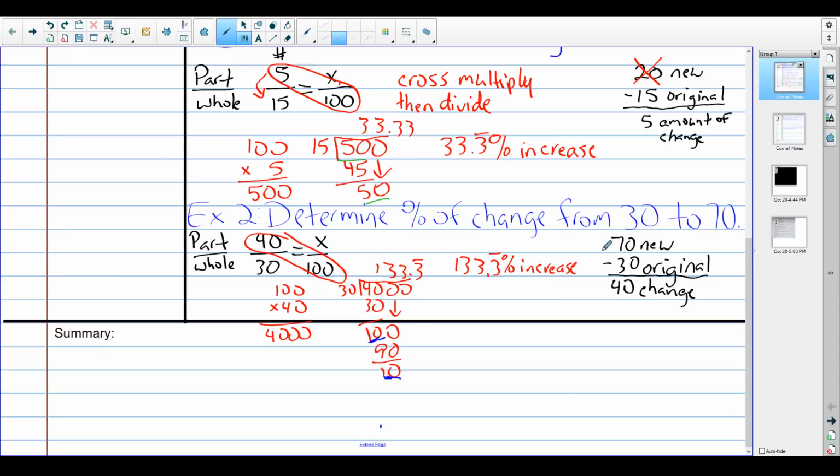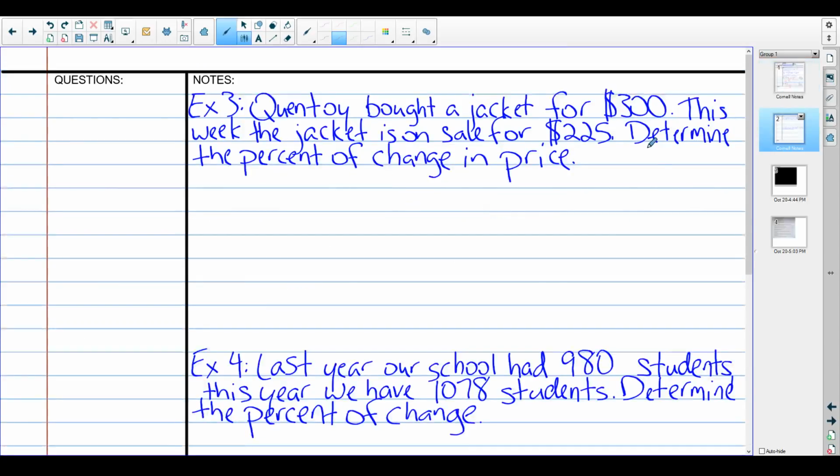And that's it. So we subtract, write our proportion, solve the proportion. Piece of cake, hopefully. All right, a couple more.